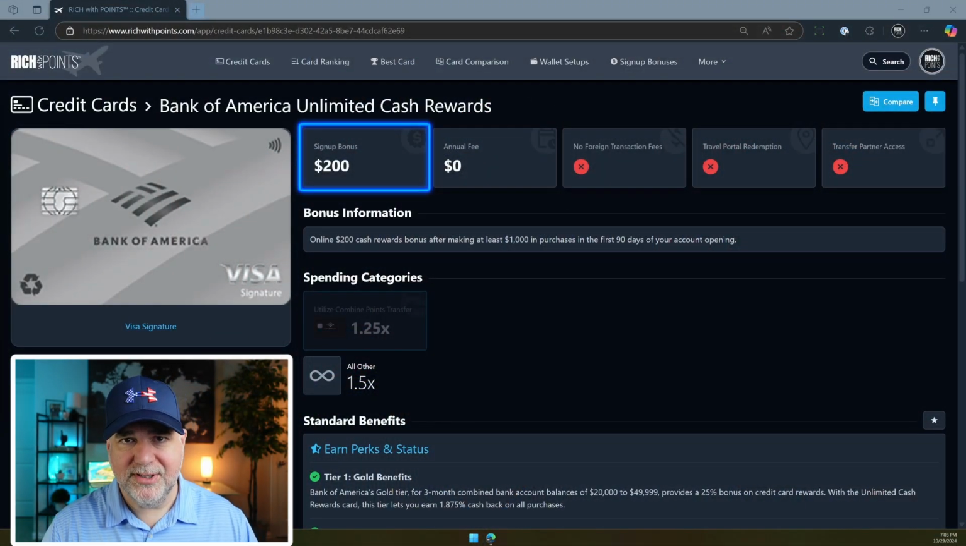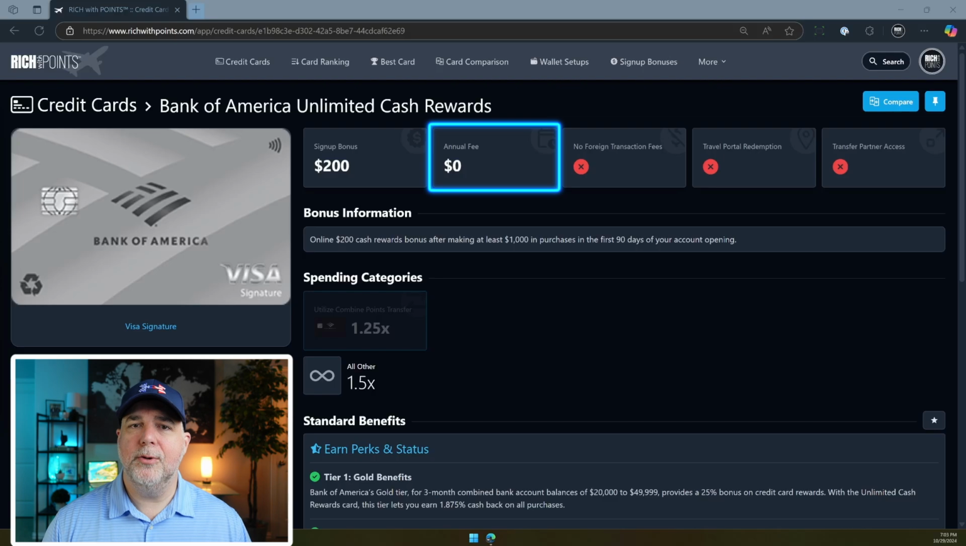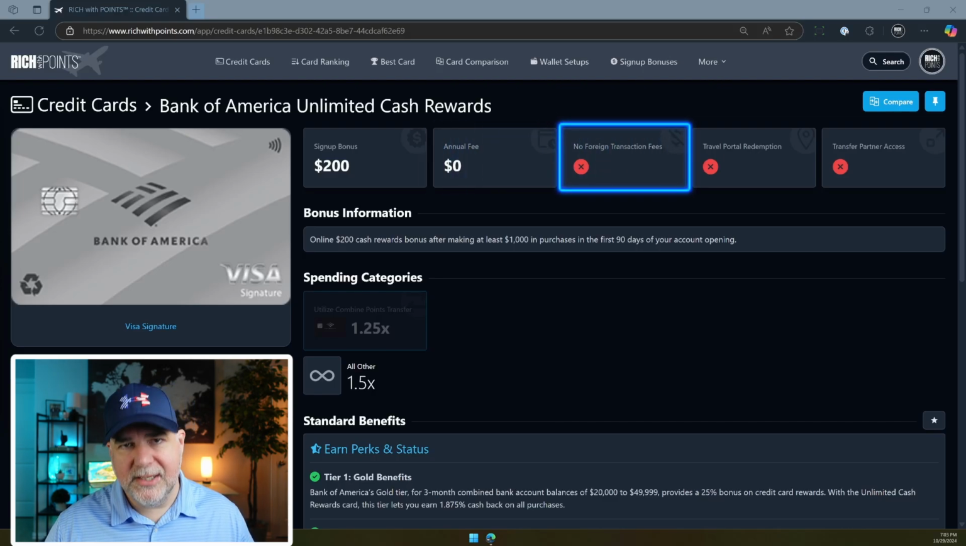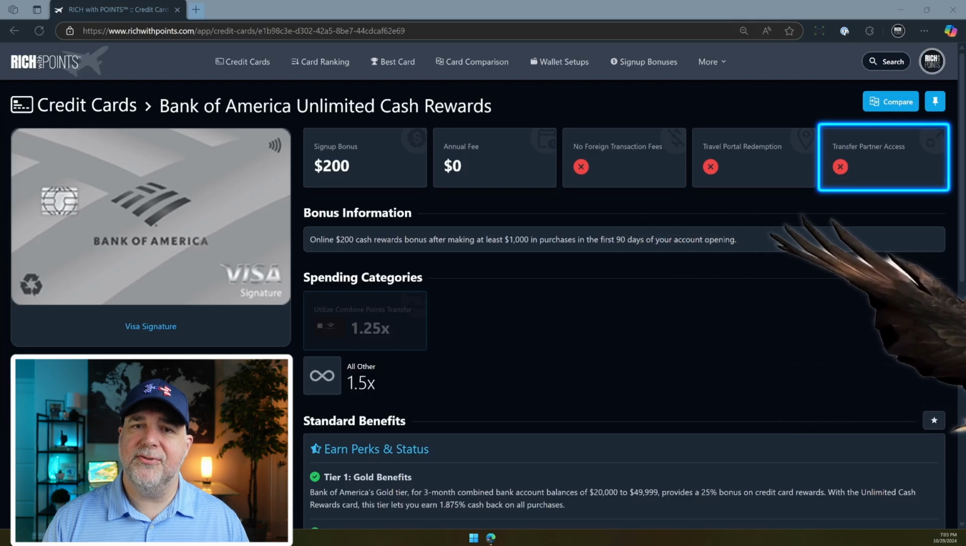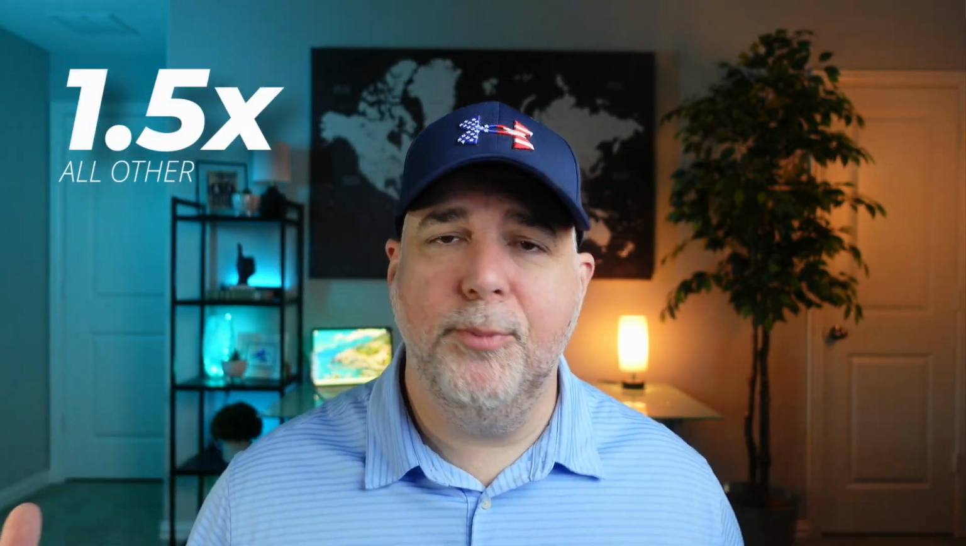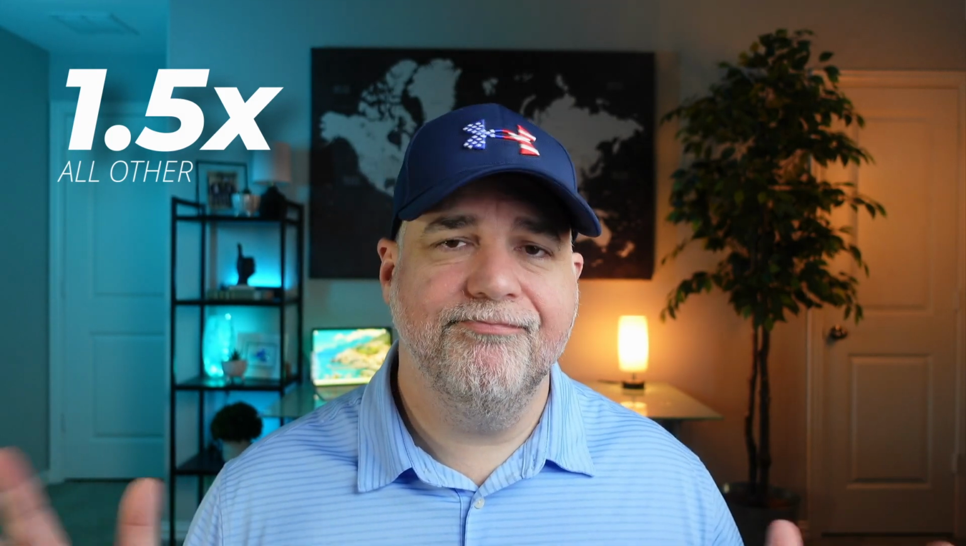And now for the last Bank of America card, we have the Unlimited Cash Rewards. It also has a sign-up bonus of $200 when you spend $1,000 in the first 90 days of opening your account. There is no annual fee, but it does also have transaction fees like the Customized Cash. It can't redeem points in the travel portal unless you have another travel card from Bank of America, and it can't transfer its points to partners. For spending categories, it just has 1.5x for all purchases, nothing else.